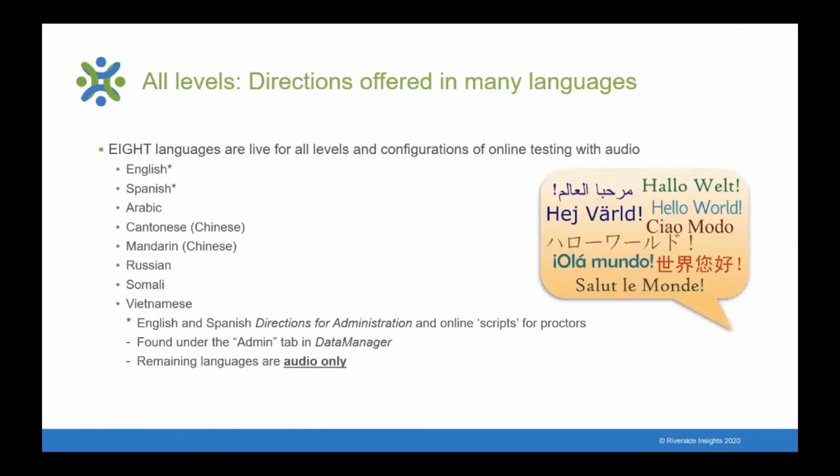So for these other languages, to ensure standardization, we've only offered them in audio because we know that not everybody has fluent Cantonese speakers or Somali speakers available to administer the test. And in fact, these are the languages we've picked up in addition to English and Spanish: Arabic, the 2 most common variants of Chinese, Cantonese and Mandarin, Russian, Somali, and Vietnamese.